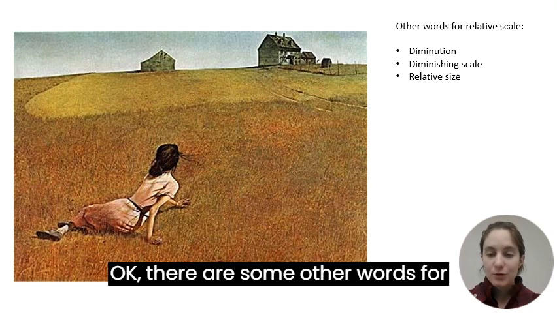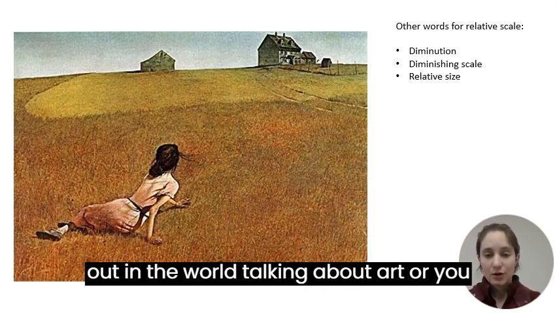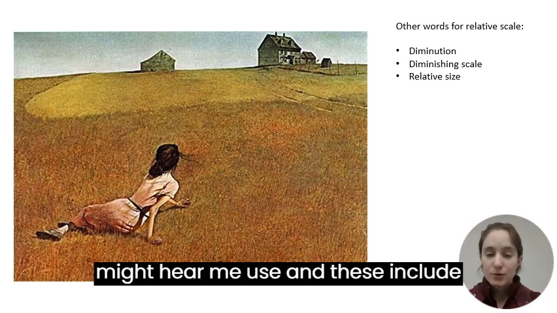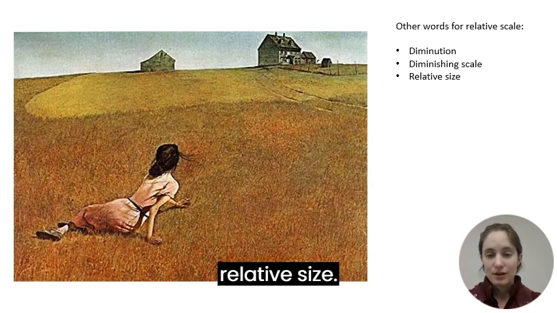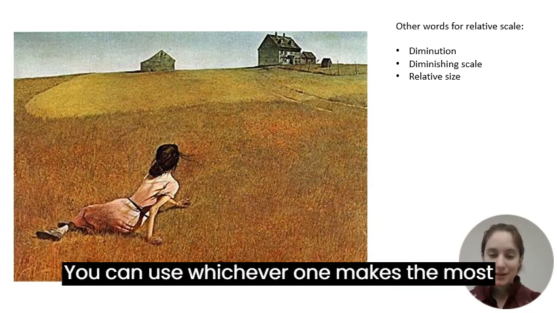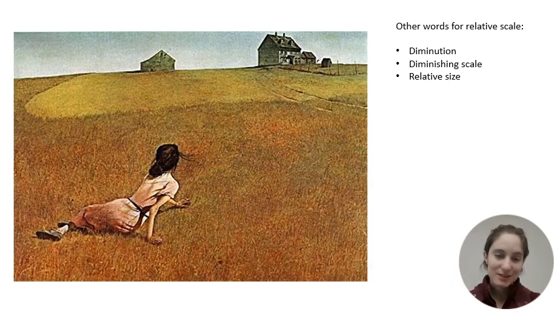Okay, there are some other words for relative scale that you might hear just out in the world talking about art, or you might hear me use, and these include diminution, diminishing scale, or relative size. All of those words mean the same thing. You can use whichever one makes the most sense to you to understand this concept.